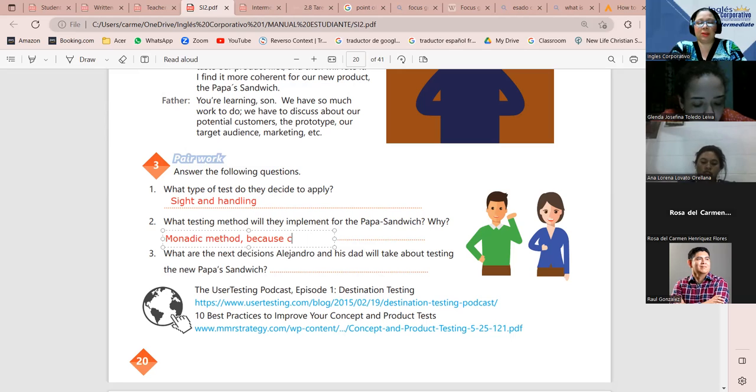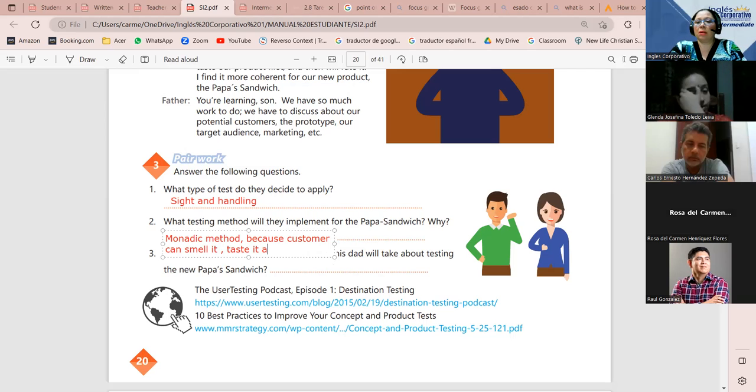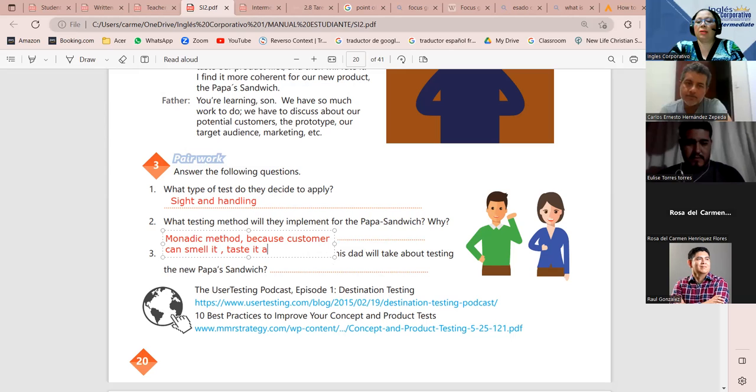Because customers can smell it. Smell it, taste it. There is another, but I don't remember. And which one is more coherent for their product? Feel it, see it. Feel it, smell it, taste it. Okay, so that was the monadic, right? The monadic. And then it says, you're learning, so we have too much work to do. Taste it, etc.